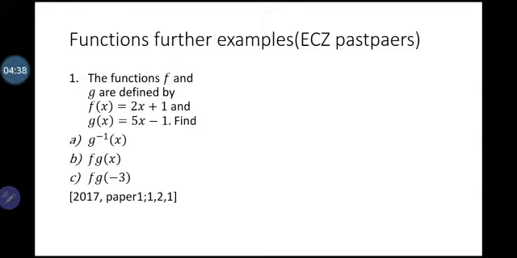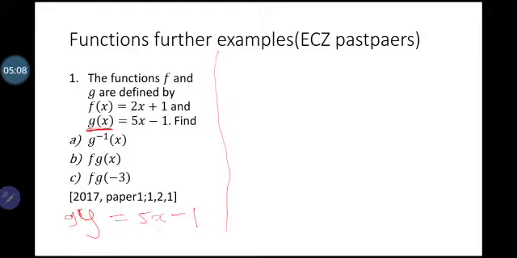So we're looking at g inverse of x. So our function of interest is g. So then we have g of x, that's our A. G of x, we replace g of x with y. We're going to have y is equal to 5x minus 1. Then we work towards making x the subject of the formula.